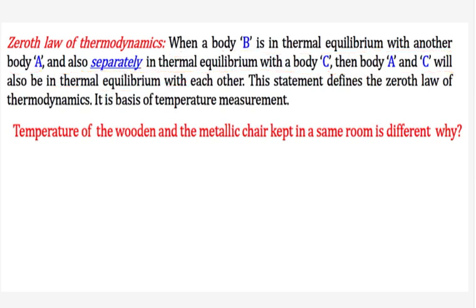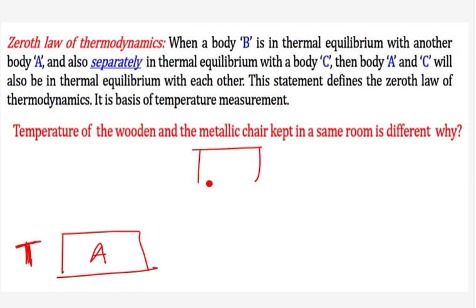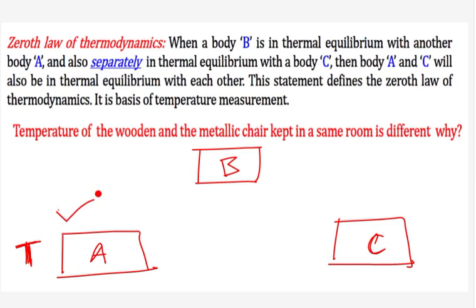What it actually tells is that if I'm having a body A and I know the temperature of this body, T. Now I have one more body B and I have one more body C. Now I know the temperature of this body A. Now I want to calculate the temperature of C, and I know the temperature of this one. Now I have B, take help of this body.